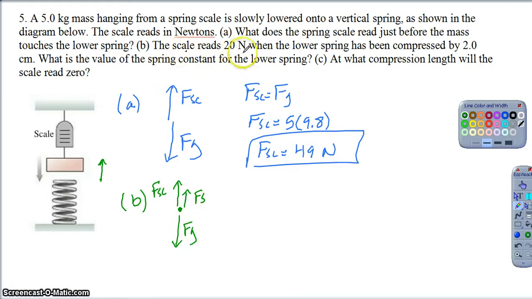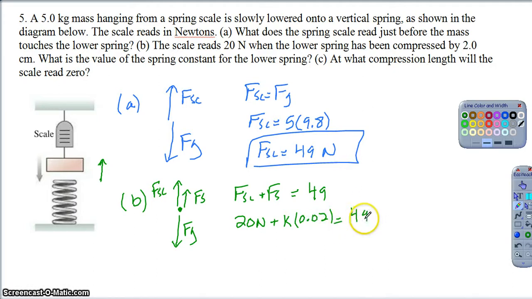So when the scale reads 20 newtons, where the lower spring has been compressed by 2 centimeters, what is the value for the spring constant? Well, again, the key concept here is I know collectively these equal the force of gravity. So my scale force plus my spring force equals my force of gravity, which is 49. So my scale force, which they told me is 20 newtons in part B, and then my spring force, which I would calculate by K times delta X, well, the delta X has been compressed 2 centimeters, right? So 0.02 meters, and then that needs to equal 49.